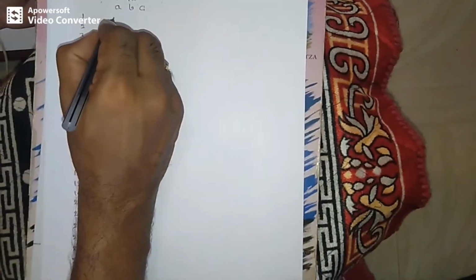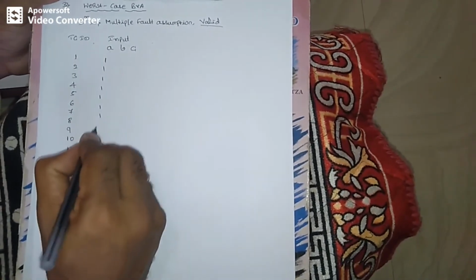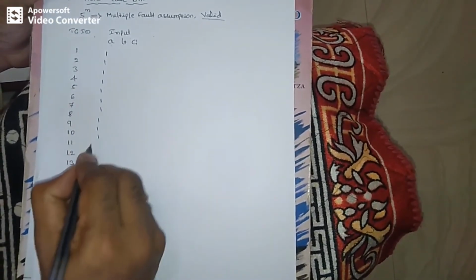So first 25 times A value will be what? Minimum. The minimum value of A will be 1. I will fill 1 25 times. 1, 1, 1, 1.